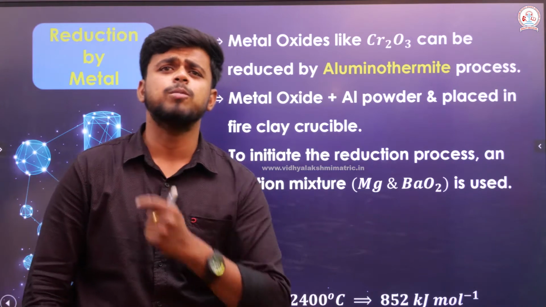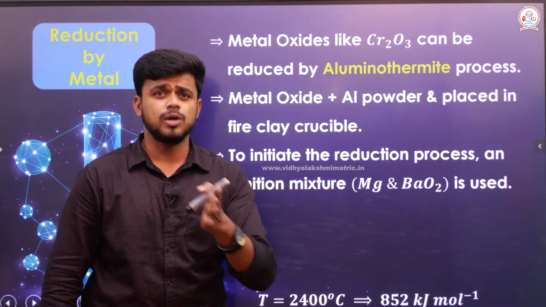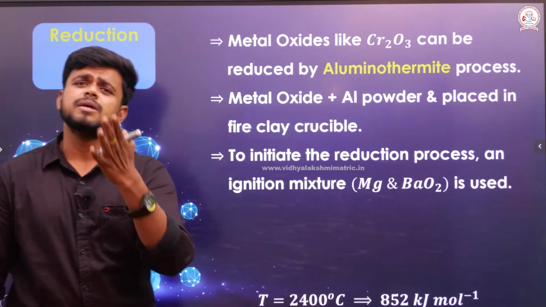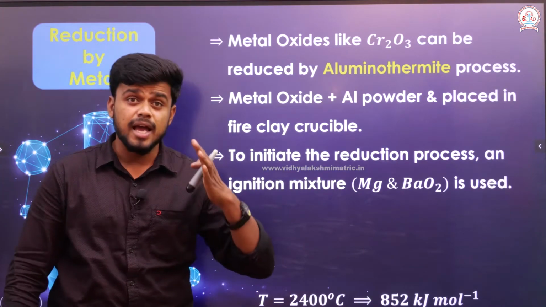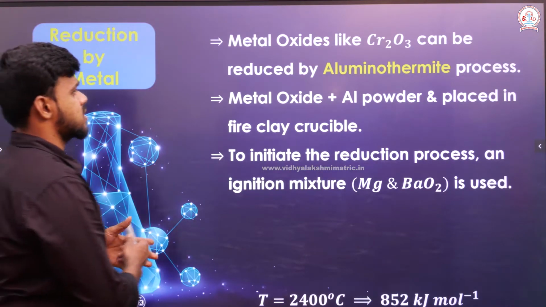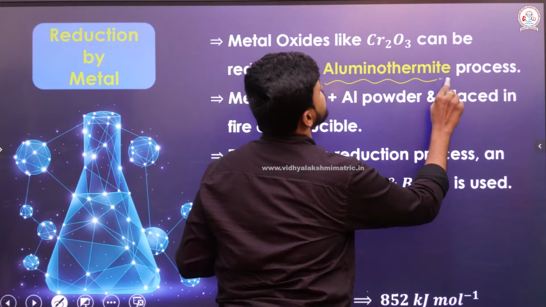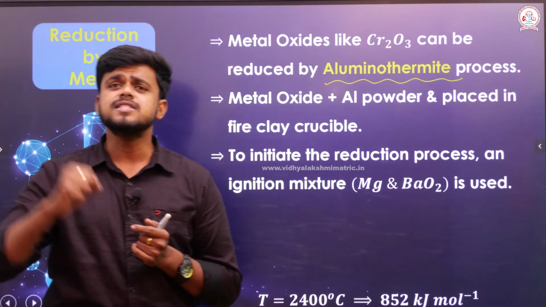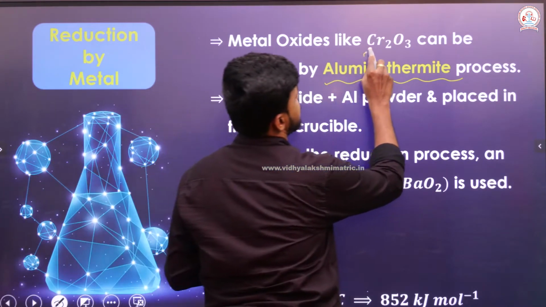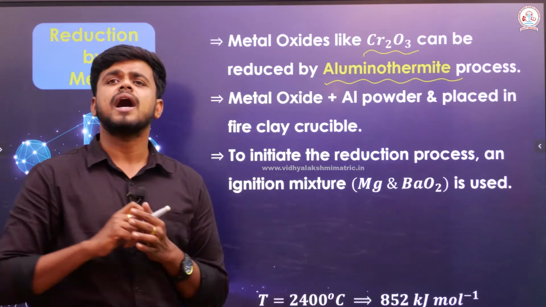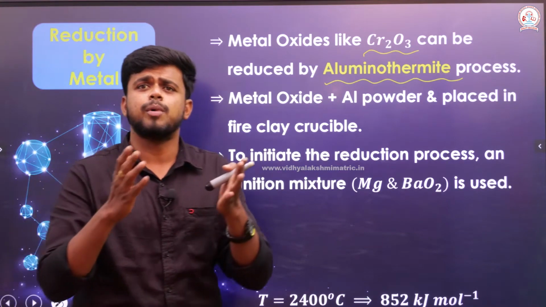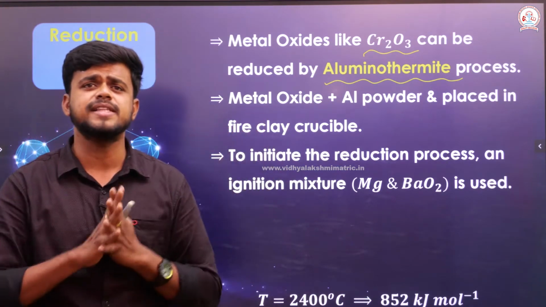This is also a quite important method, as I have told, for smelting. A metal can be reduced by a metal also, which means a metal oxide can be reduced by a metal. What is the name of the process? The name of the process is the aluminothermic process. This aluminothermic process is widely used to reduce the oxide of chromium with the help of aluminium. Chromic oxide can be reduced to chromium with the help of aluminium. That is the main ideology behind this process.